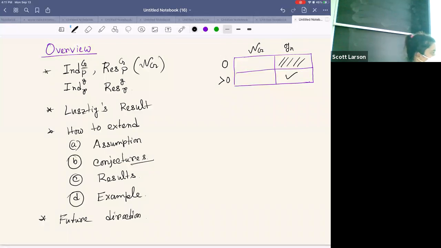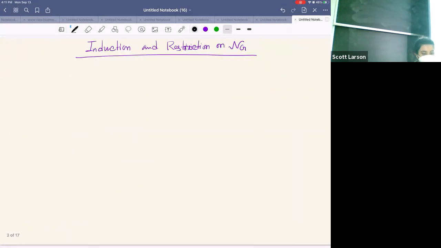So now let's go into the talk. I'm going to define induction and restriction on the nilpotent cone. For that, I fix a parabolic containing a Levi, and I need a diagram like this. These are the nilpotent cones on the Levi and the parabolic.